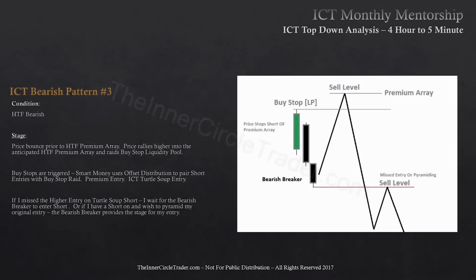Now, if I was fortunate enough to get short at the higher premium array, I can look at that bearish breaker as an opportunity to pyramid. So if I went short 10 at the higher premium array, now I can sell short 5 at the bearish breaker and pyramid my position. Don't anticipate that being closed in or retraced back to for optimal trade entry, because to do so, you're completely avoiding and ignoring the bearish breaker that's staring you right in your face.